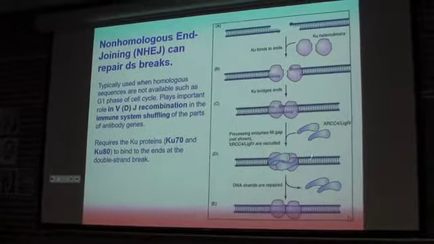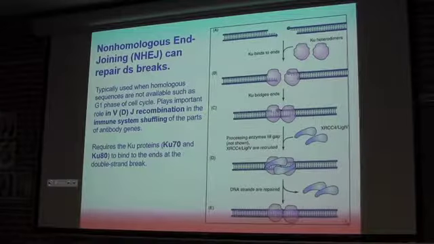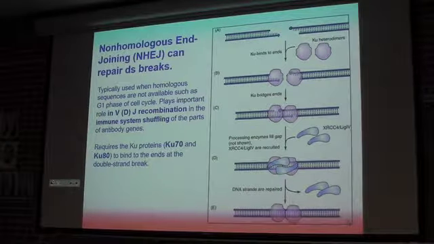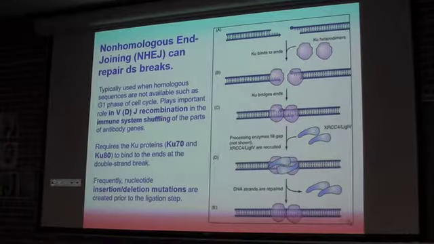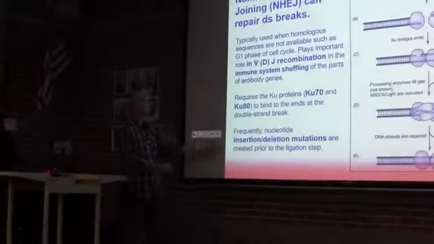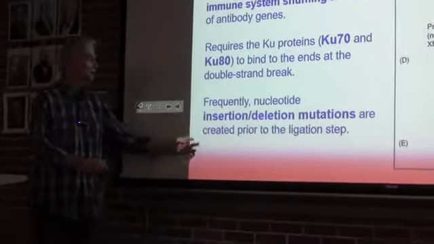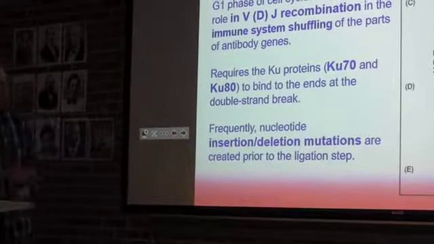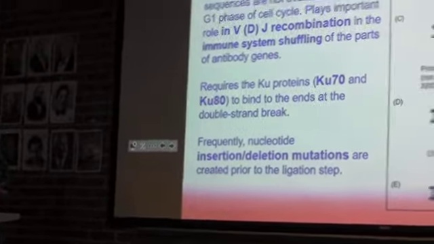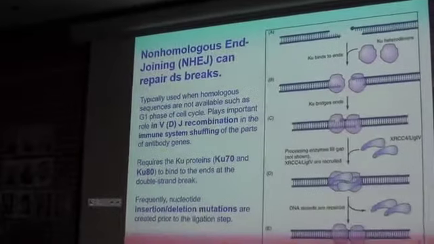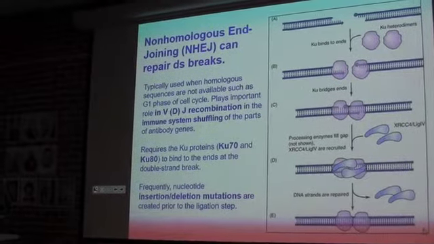You get a little repair, you fill the gaps, and then everything's good again after you remove one of the V or J or a block of V and J. First, frequently nucleotide insertions or deletions occur in this process before the ligation step. So non-homologous end joining. You see it?